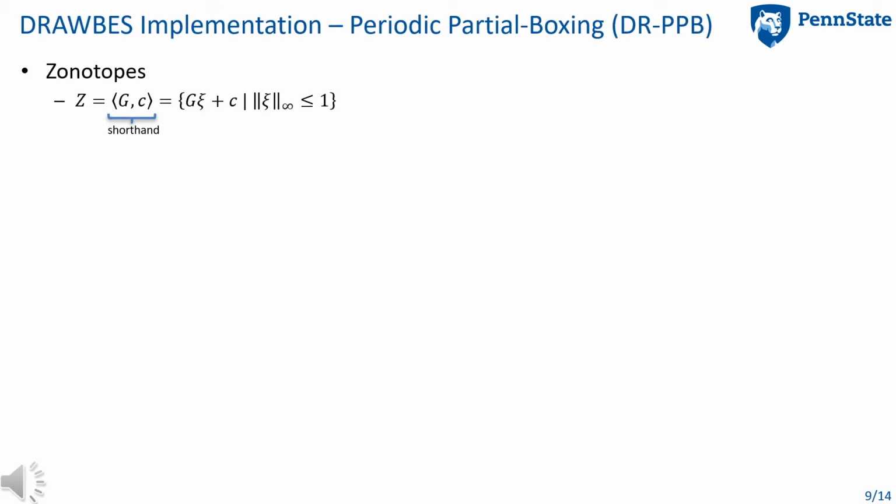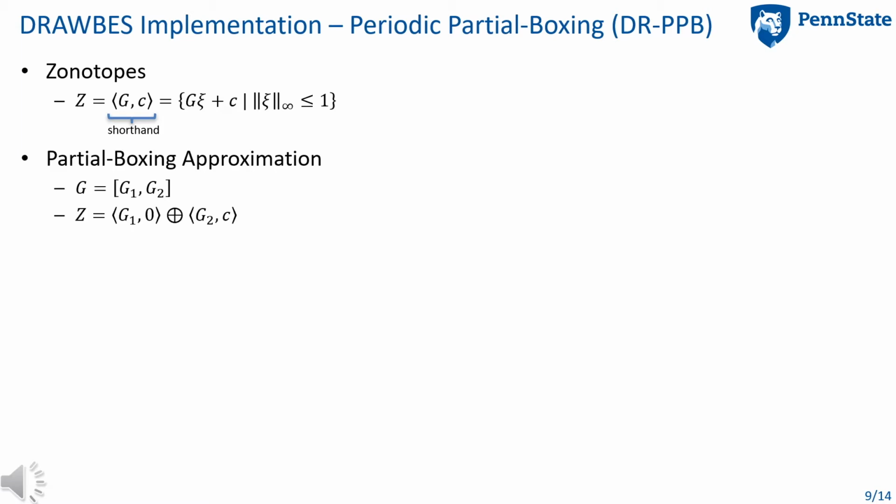Zonotopes are centrally symmetric polytopes, defined by a generator matrix and a center. Zonotopes are the linear mapping of a unit hypercube by the generator matrix and shifted by the center. The generator matrix can be partitioned, and by the properties of zonotopes, the original zonotope can be represented as the Minkowski sum of these two zonotopes.